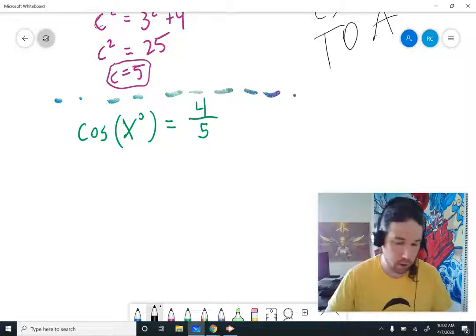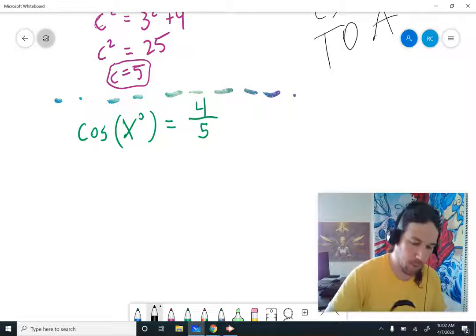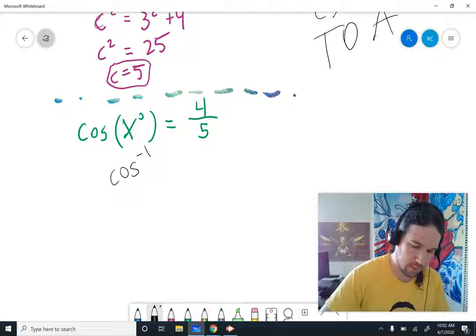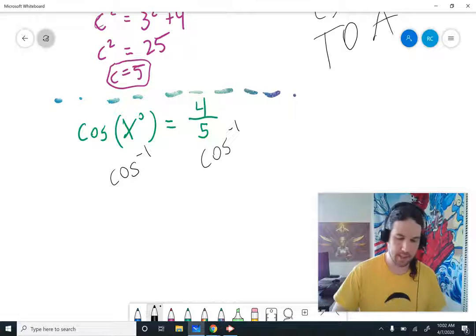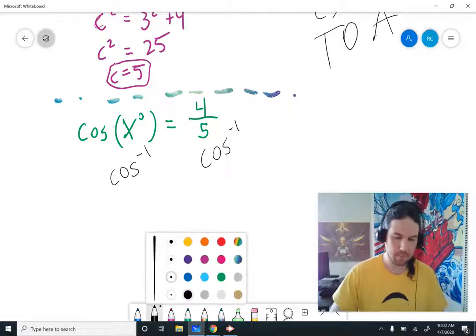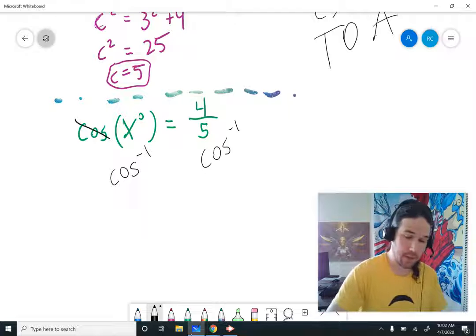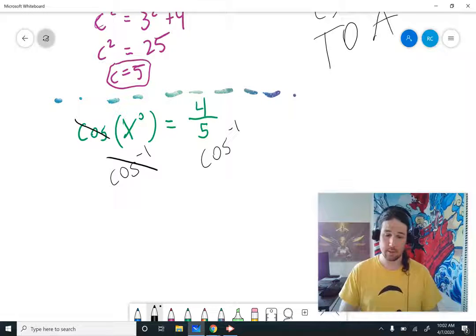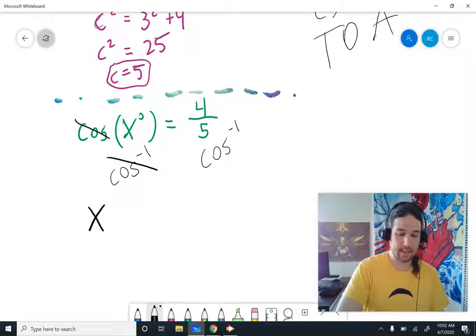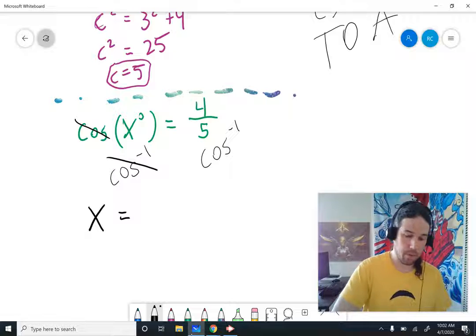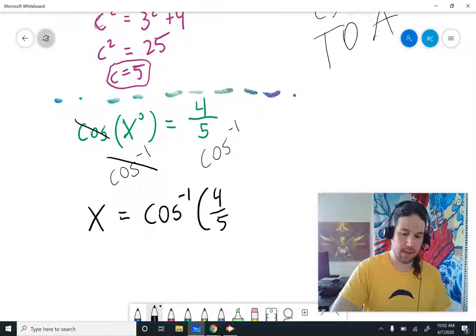And on your calculator, the button will look like cosine -1, like to the negative first power, which we're going to do to both sides. The cosine and the inverse cosine cancel out, and we get x equals the inverse cosine of 4 over 5.